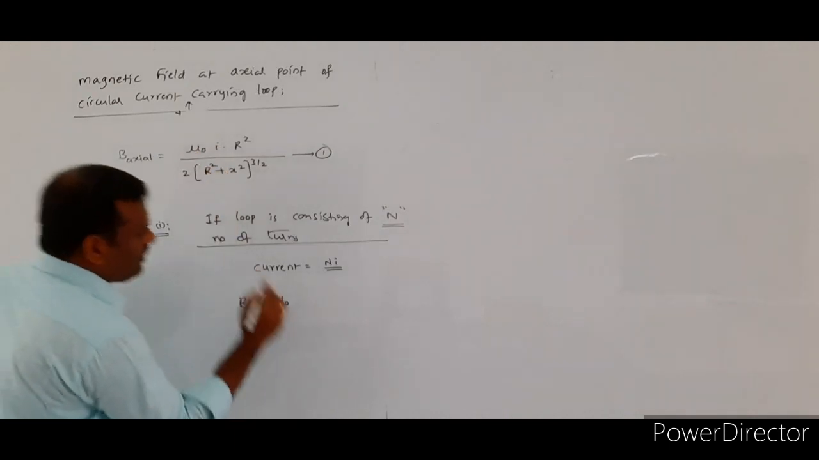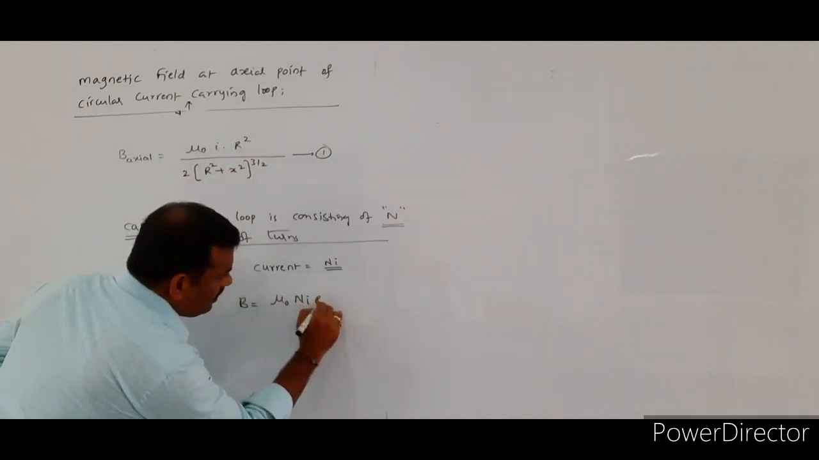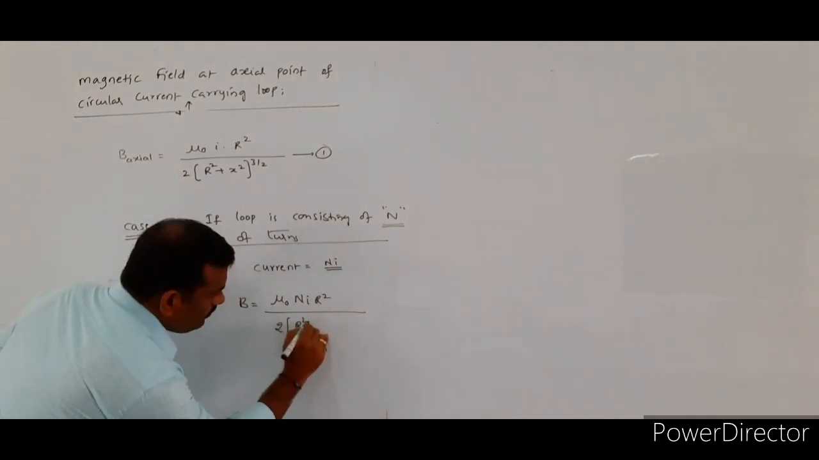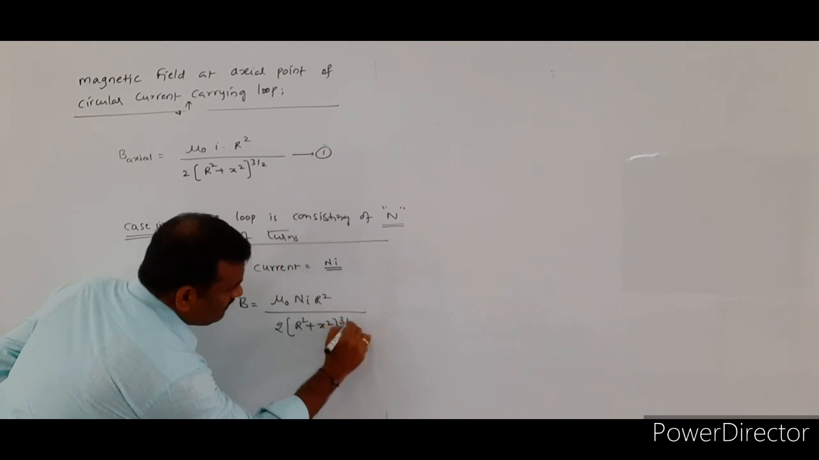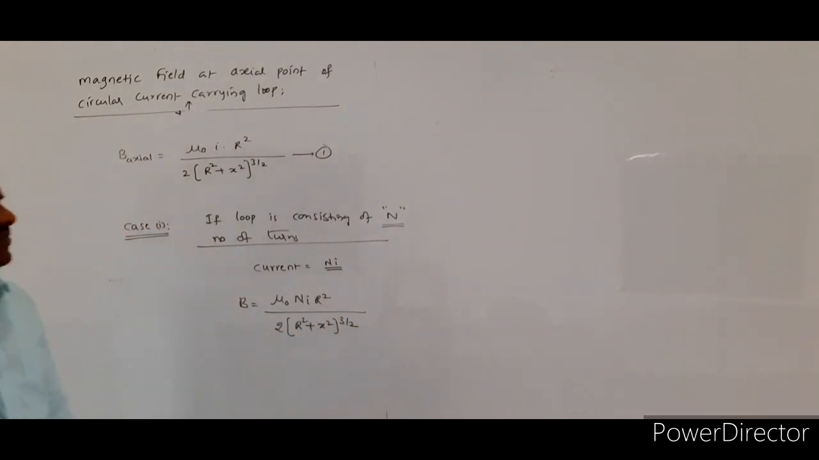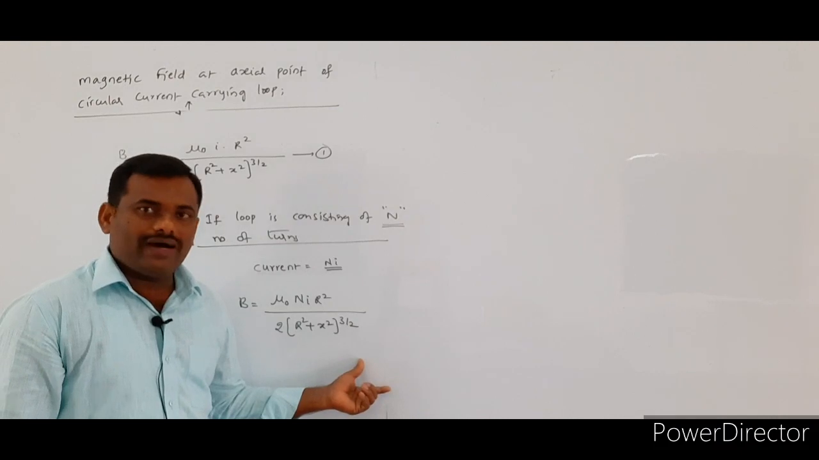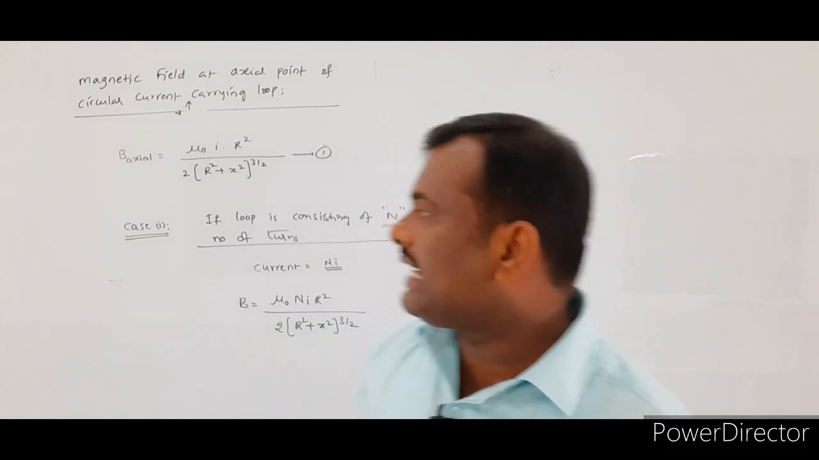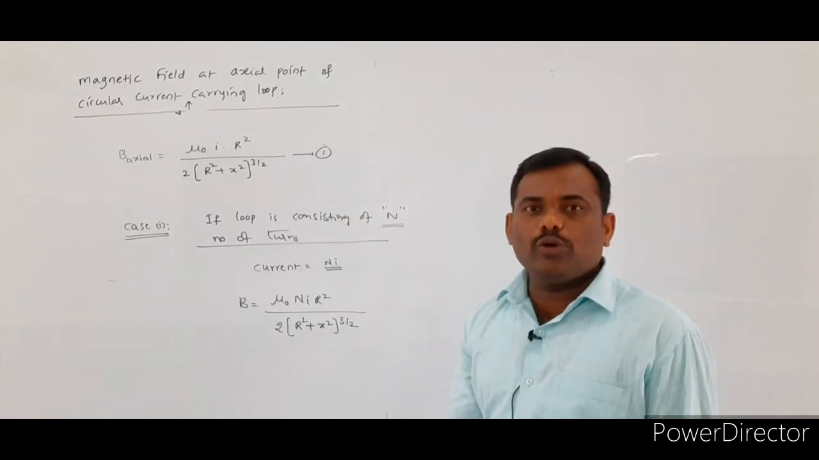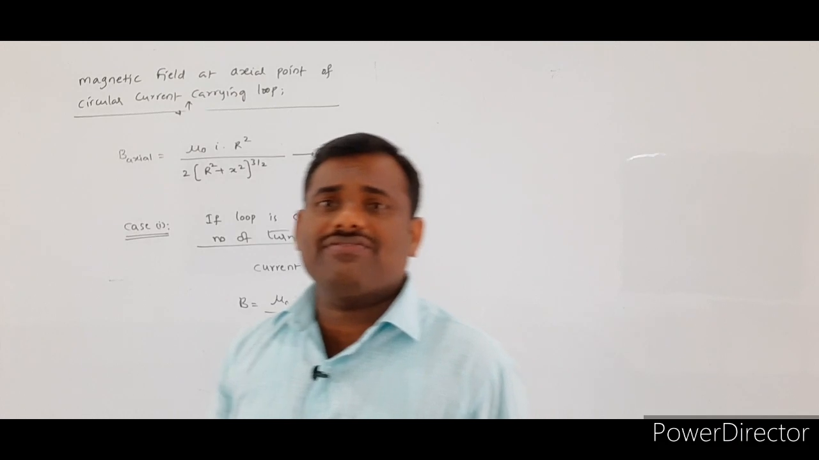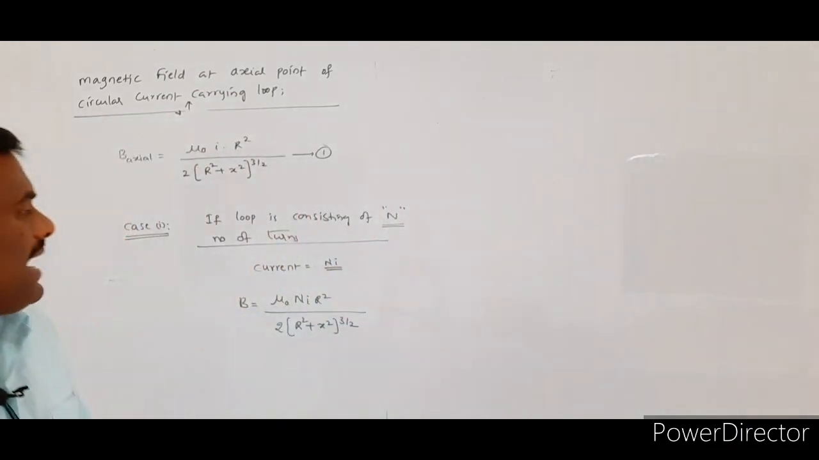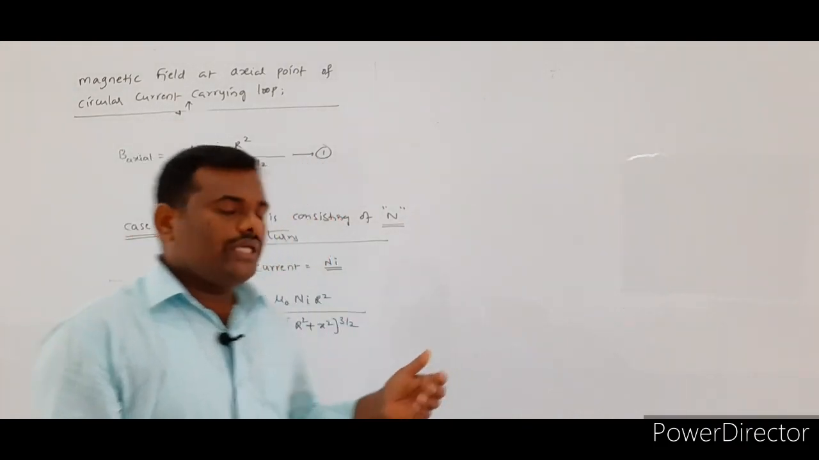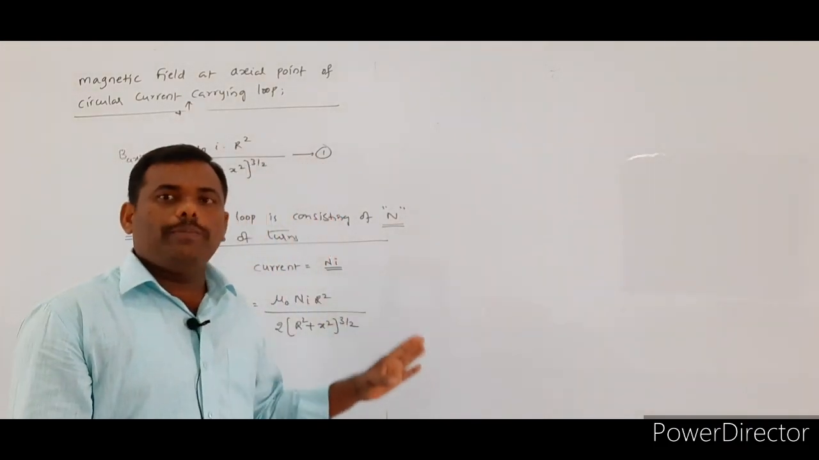Therefore, the resultant field will be given by mu naught, and in the place of I, what we have to write? Mu naught N I R square by 2 into R square plus x square whole power 3 by 2. So this is the case when you assume the given loop consists of capital N number of turns. At that time, the expression for the magnetic field intensity will be B is equal to mu naught N I R square by 2 into R square plus x square whole power 3 by 2.